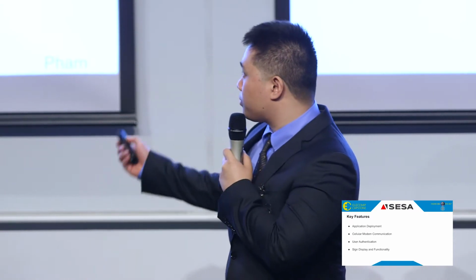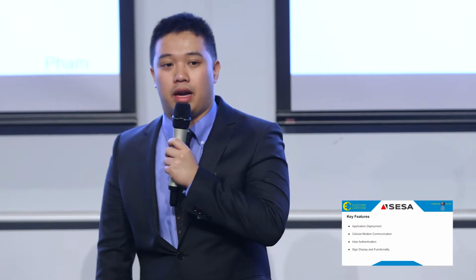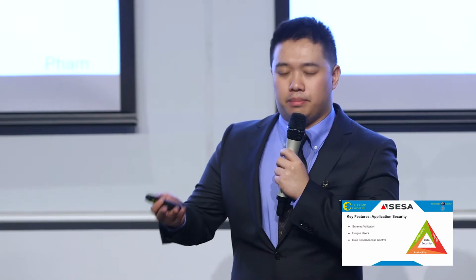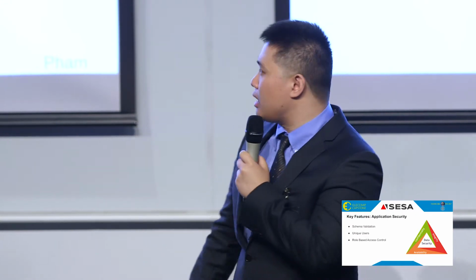First is secure user authentication. Second is our cellular modem communication. Third is application deployment. And last but certainly not least, sign display and functionality. Now, I'd like to talk to you about the first of our key features, which is application security. When we were designing our application, the team tried to uphold the CIA principles of confidentiality, integrity, and availability.